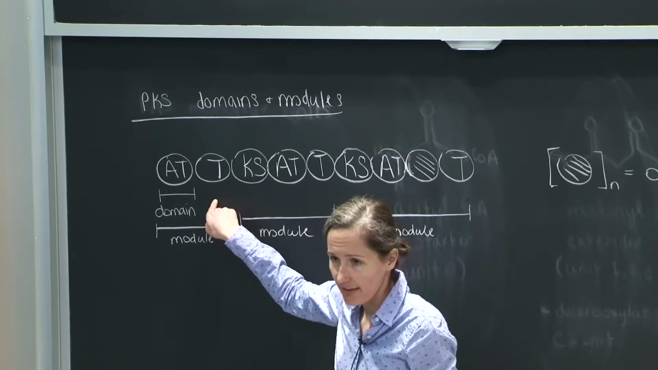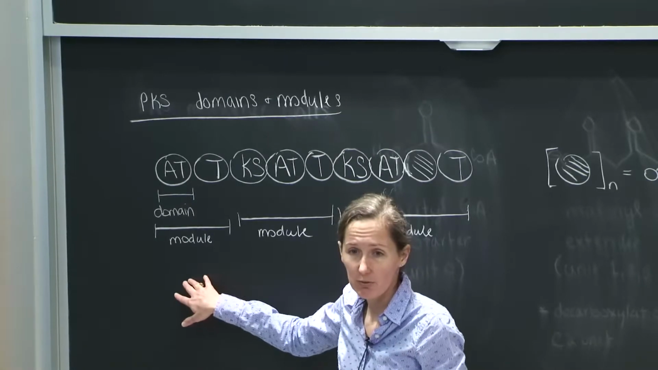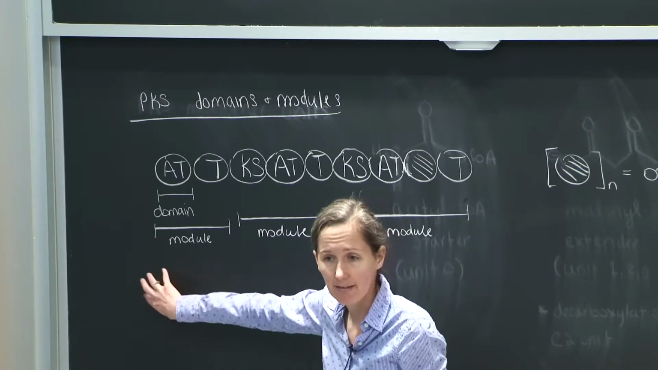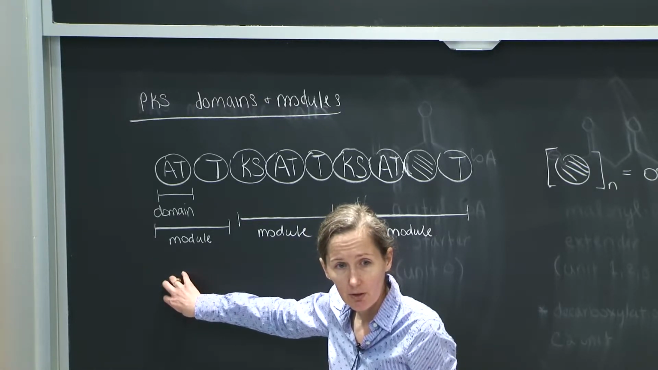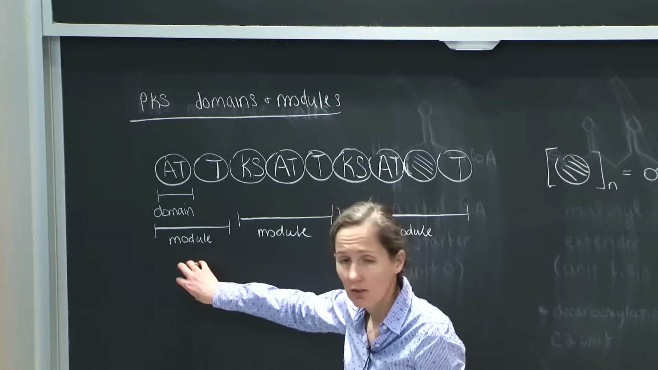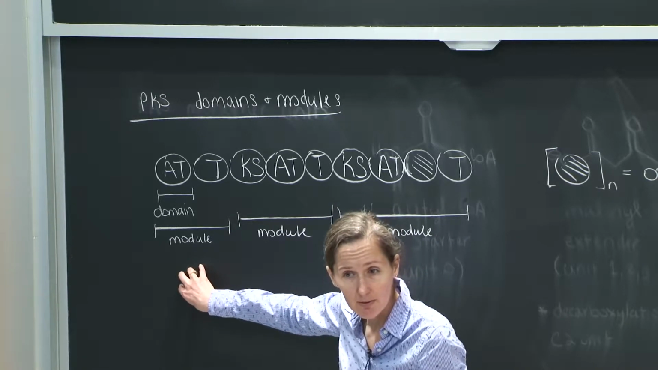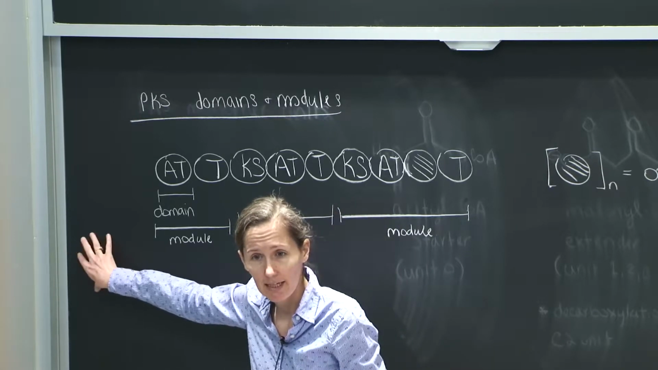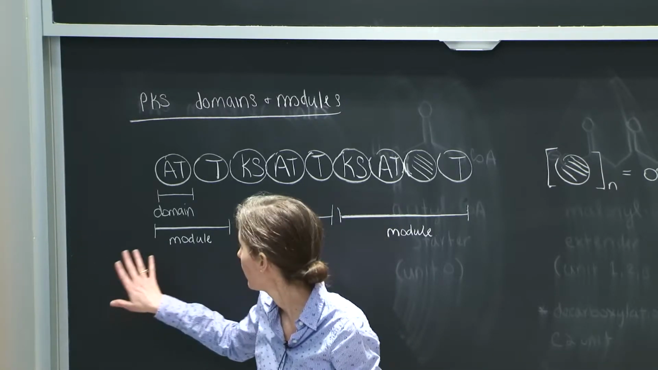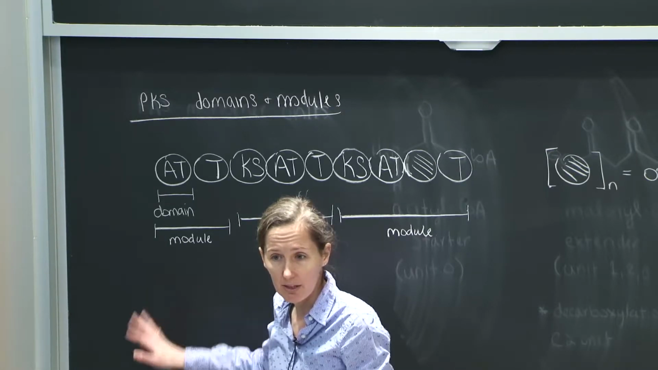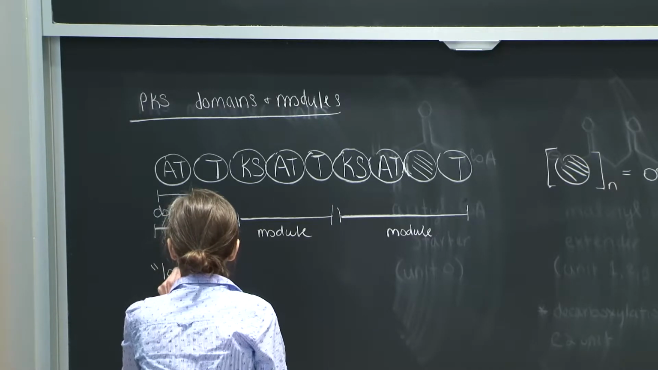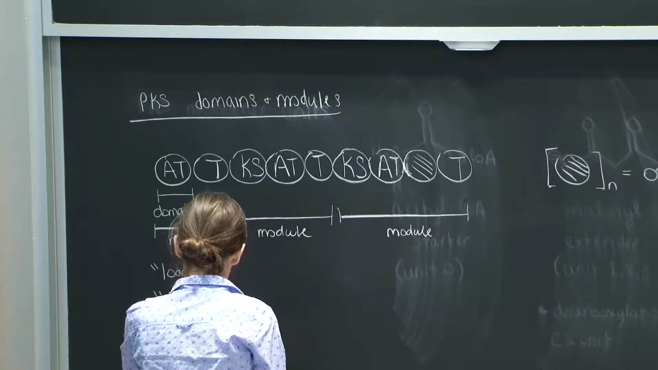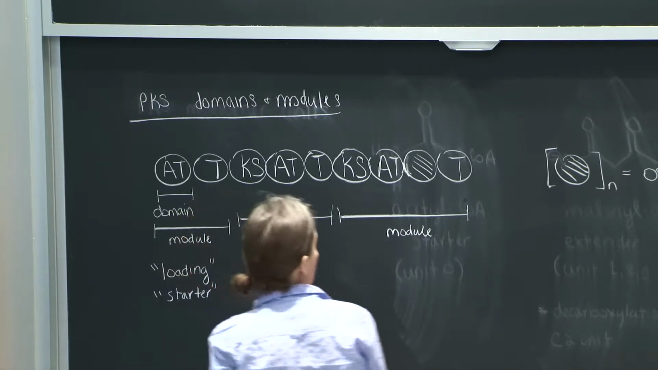We have no ketosynthase here in this first module. Why is that? We're all the way to the left. This is effectively our starter or loading module. So the propionyl-CoA or acetyl-CoA will be here, as we'll see, and there's nothing upstream to catalyze a condensation event with. So there's no KS domain in the starting module here, or loading module. Okay, so this is often called loading, or starter, here.